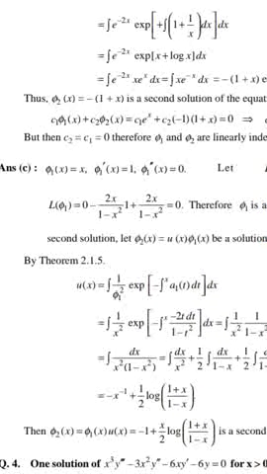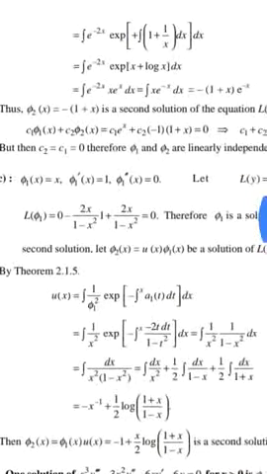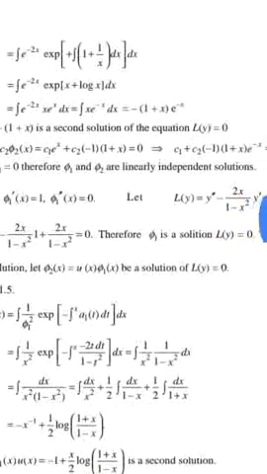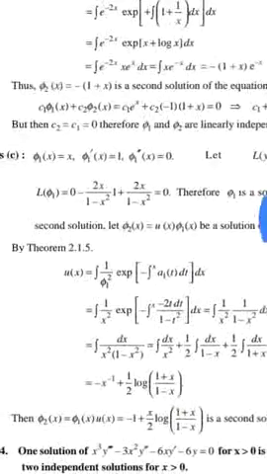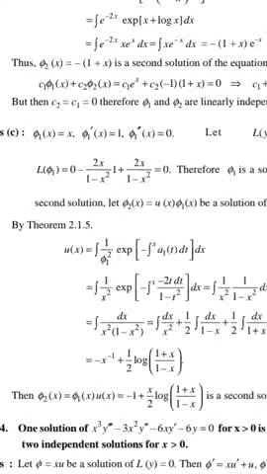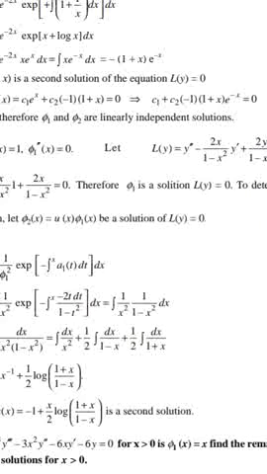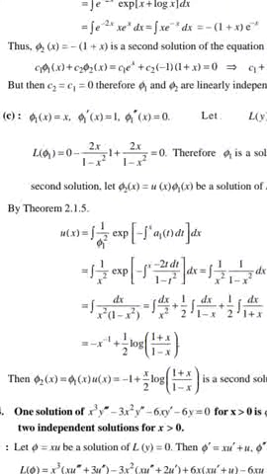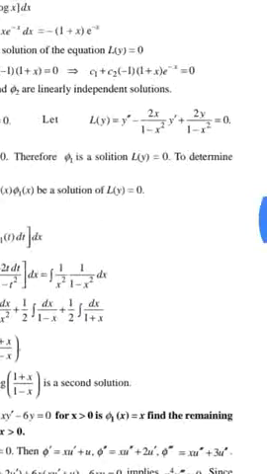Thus, phi 2 of x is equal to minus 1 plus x is the second solution of the equation L of y is equal to 0. C1 phi 1 of x plus C2 phi 2 of x is equal to C1 e raised to x plus C2 times minus 1 plus x is equal to 0. C1 e^x plus C2 (minus 1 plus x), differentiating, e raised to minus x is equal to 0. Putting x equal to 0, then C2 is equal to C1 is equal to 0. Therefore, phi 1 and phi 2 are linearly independent solutions.